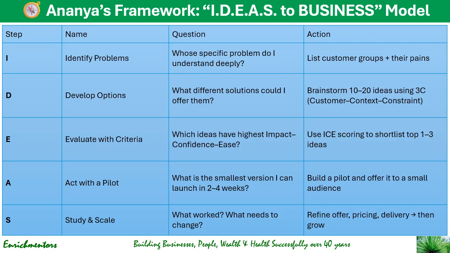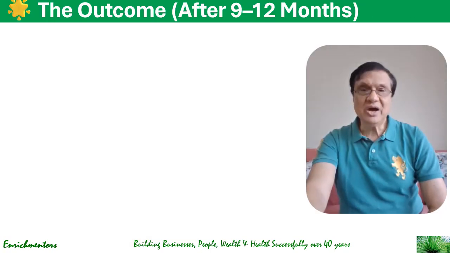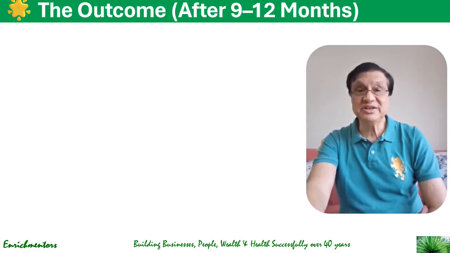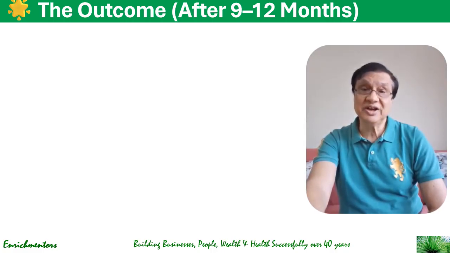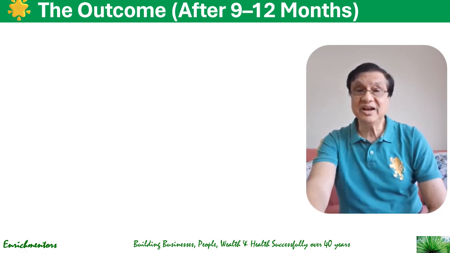Then you do piloting. You see what is the smallest version I can launch in 2 to 4 weeks, and build a pilot and offer it to a small audience. And finally, you study and scale: what works, what needs to change. Then you refine offer, pricing, delivery, and then start growing. So what was the outcome after 9 to 12 months? That's the time it takes for you to see the fruition of your effort. Nature has 9 months as a delivery period for human beings as well as for an idea.